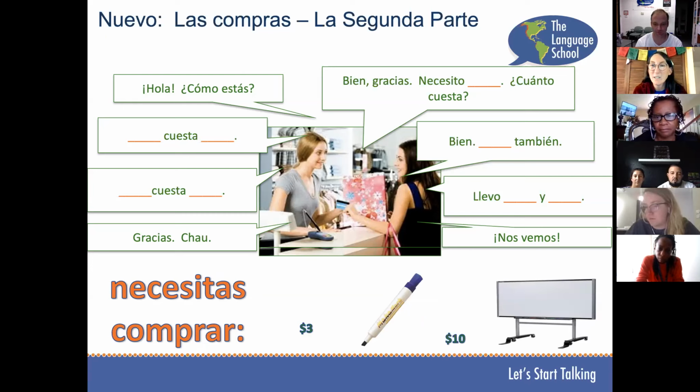Bien, necesito una pizarra también. Pizarra cuesta $10. Llevo el marcador y la pizarra. Gracias. Chao. Nos vemos. Okay, nice job with that.